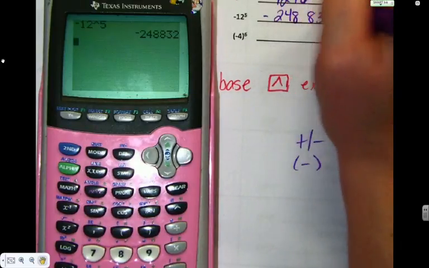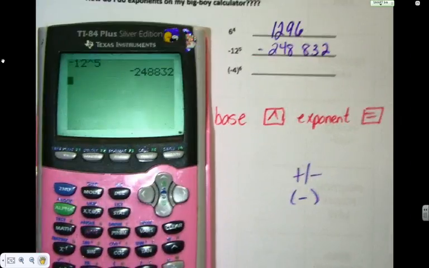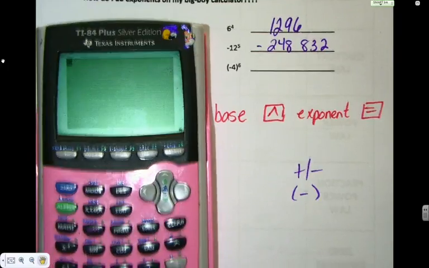If you didn't get it, come show me or ask someone sitting around you. How did we know that was going to be negative without even using the calculator? The negative and no brackets, right? So we knew right away. Again, you might have to put negative 12, you might have to put 12 negative, it just depends on your calculator. What do we do when there's brackets?